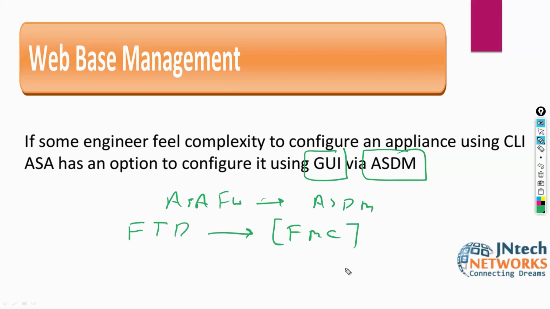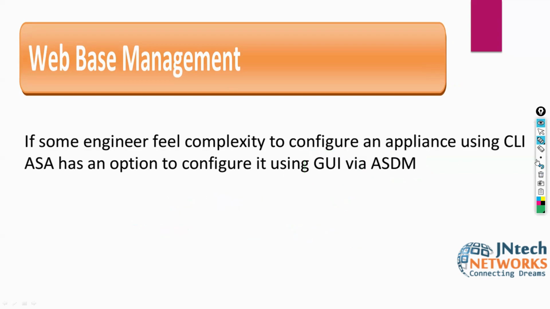Okay. So just one question. What's the difference between a next generation firewall and this normal firewall? Okay, no problem. I can tell you. See, your Cisco ASA firewall cannot detect any malicious URL.